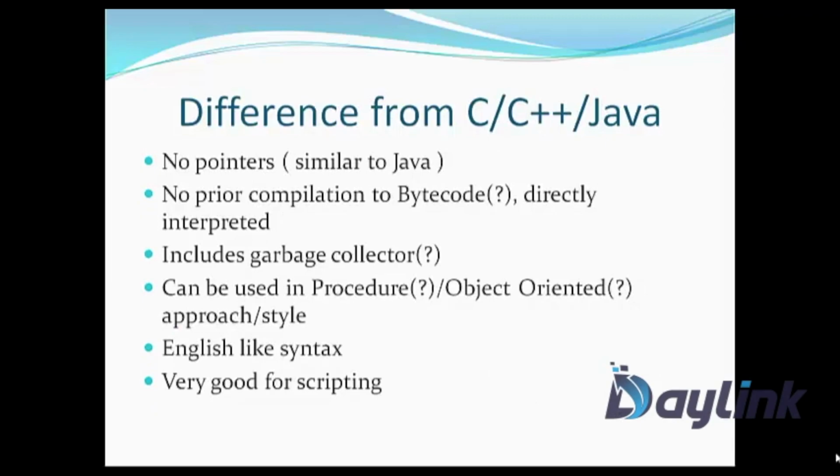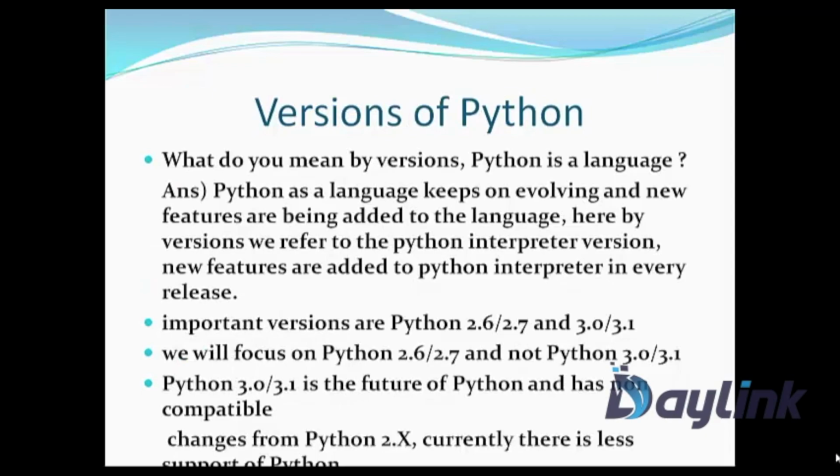Now we see the difference from C, C++, and Java. There are no pointers, which is similar to Java. No prior compilation to bytecode, it is directly interpreted. Includes a garbage collector. Can be used in procedural and object-oriented approach and style. It has an English-like syntax. It is very good for scripting.